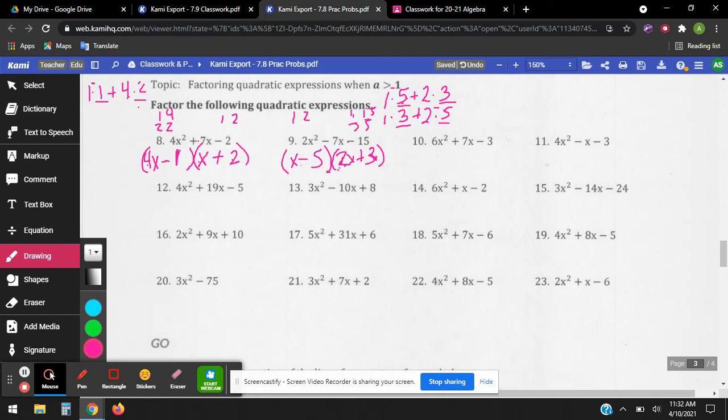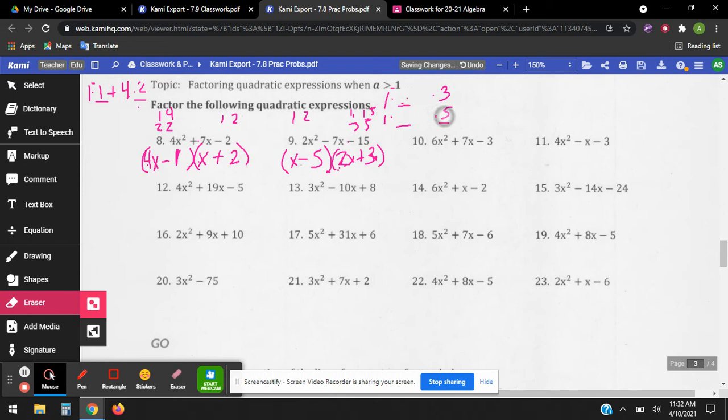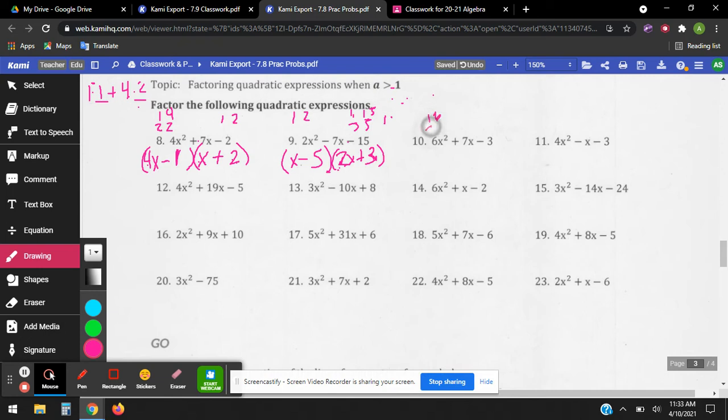Okay, so 6 has... I'm going to erase some of my work because I don't have much space on here for these. So 6 has 1, 6, 2, and 3. 3 just has 1 and 3. So I know I can put 1 and a 3 in here, but it's a minus, so I can't do a whole lot with that. All right, so let's try some combos.